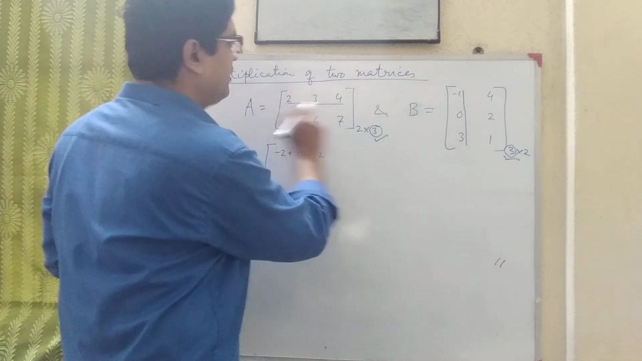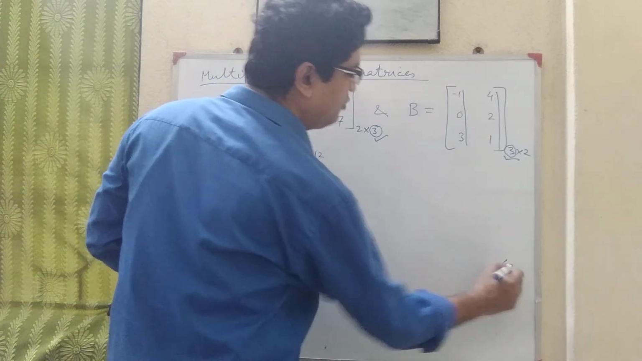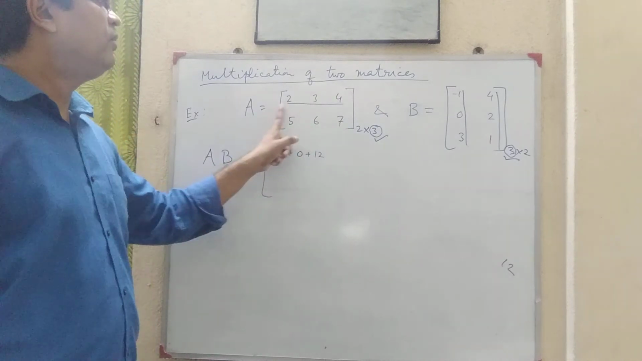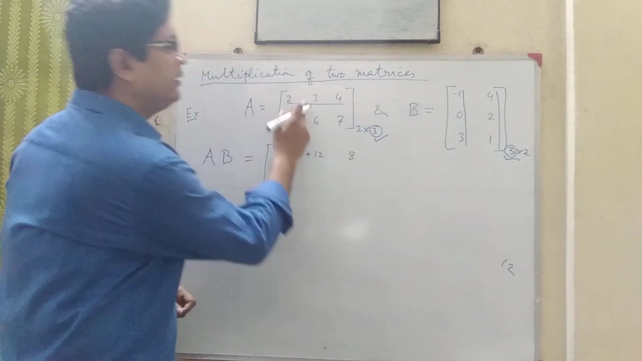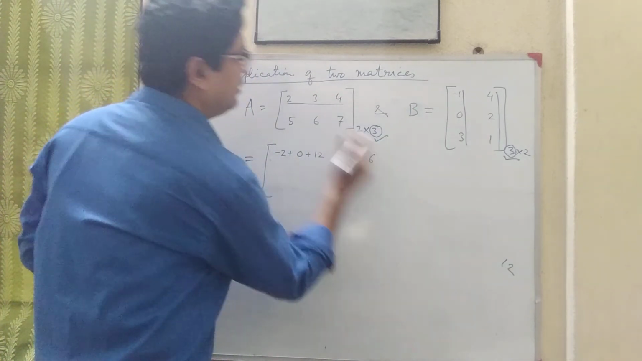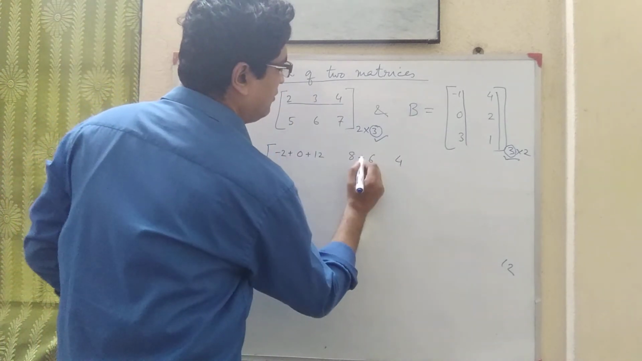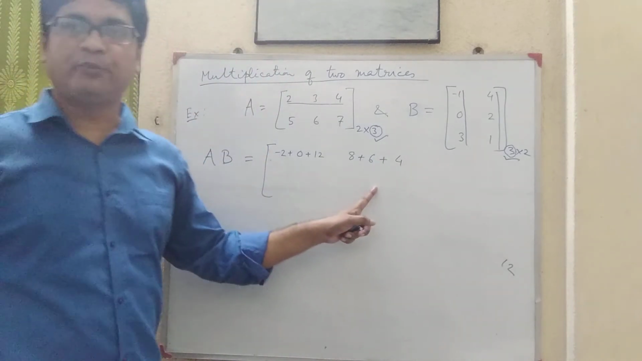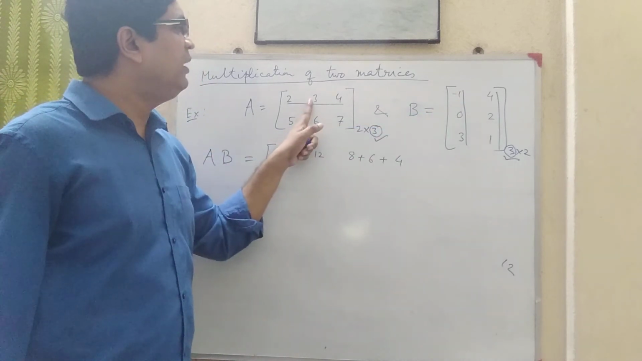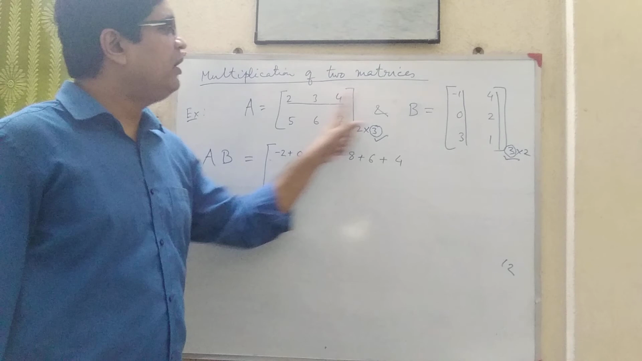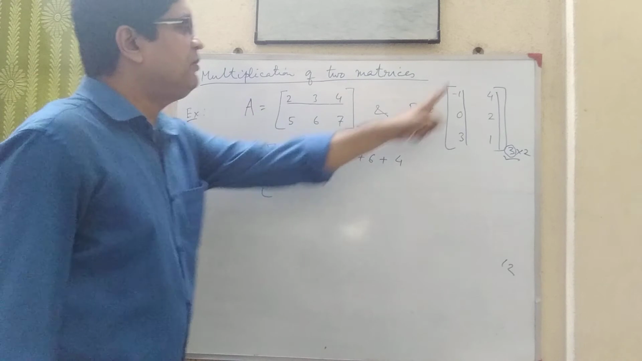Next, first row and second column. First row, second column means which position do you have to write? 1, 2 position. So the inner product is 2 into 4, which is 8. Then 3 into 2, 6. Then 4 into 1, which is 4. And we have to add them. This is called the inner product between rows and columns. So first row is multiplied with first column and second column.